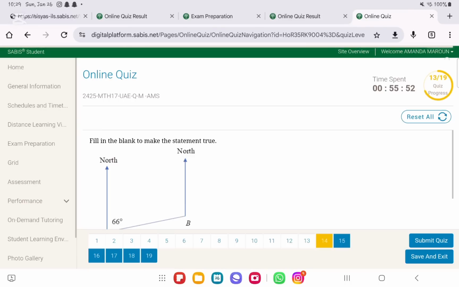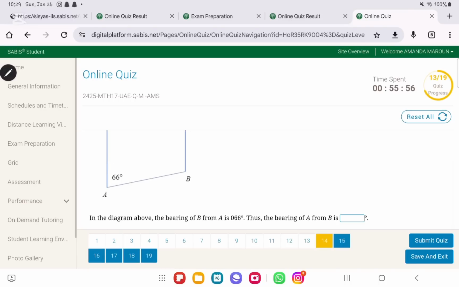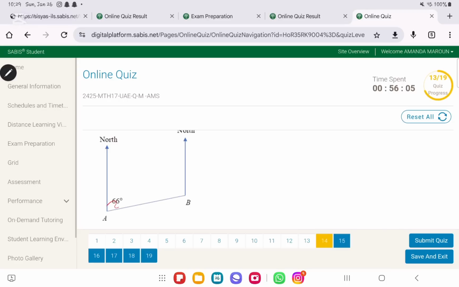Moving on to question number 14. Okay, this one is a bit tricky. In the diagram above, the bearing of B from A is 66 degrees. So they said the bearing from B to A. So this over here is B, this over here is A. This is an angle of 66 degrees, so this is the bearing. But now they are asking us for what? They are asking us for the bearing from A all the way to B. So very simply, what does it mean, the bearing from B to A? It's basically the angle made from the north to the point A, which is 66 degrees.